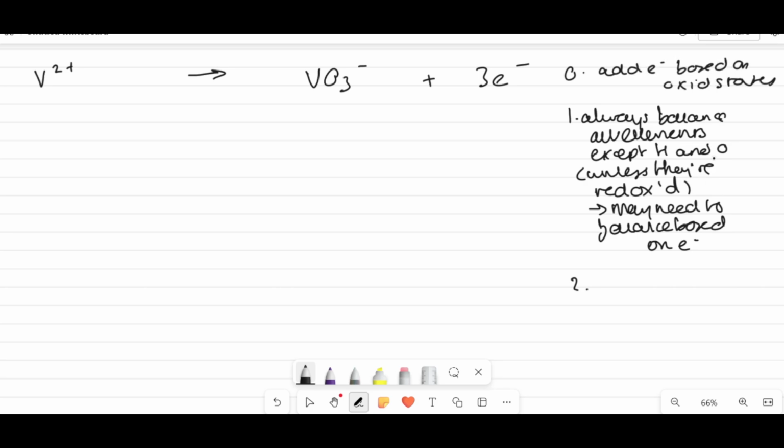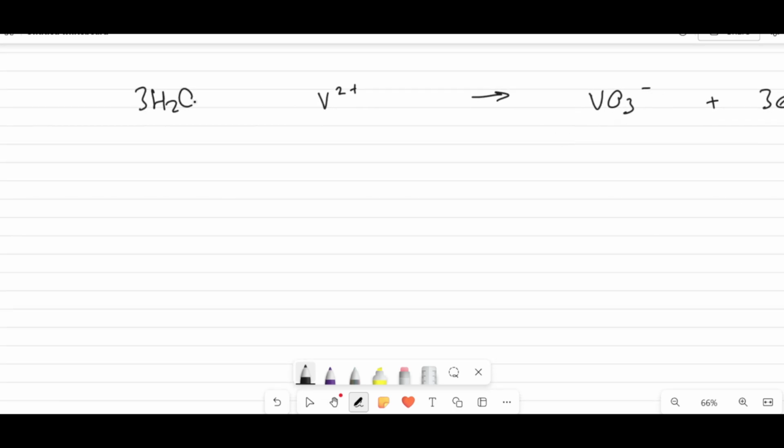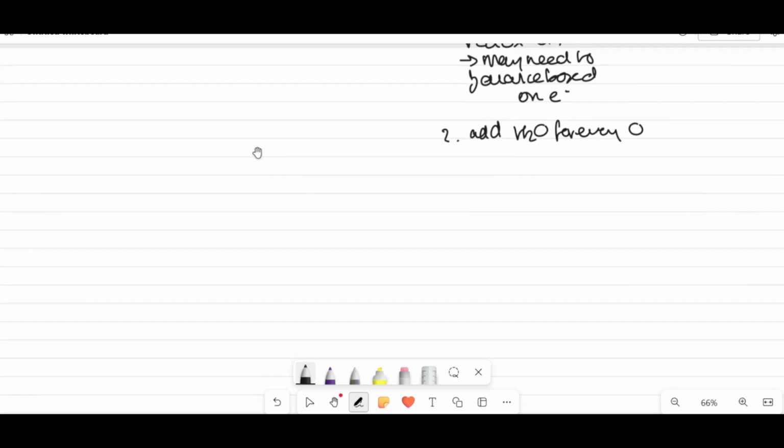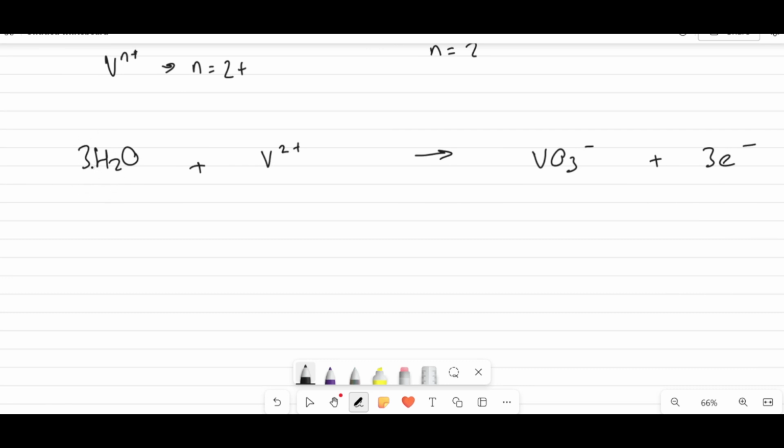So we need to balance absolutely everything except the H's and O's. They're not being redoxed, which is the case. We've got a V and a V here. Great. Next, you add H2O for every O that isn't being redoxed. So if I have 3 O's there, then I need to add 3 H2Os here, right? Cool. Then step 3 is add H pluses based on those H2Os. So if I have a look here, I've got 3 H2O here, so I need 6 H pluses. So I'm going to stick 6 H pluses there. Boom. And that's how you do that one, right?